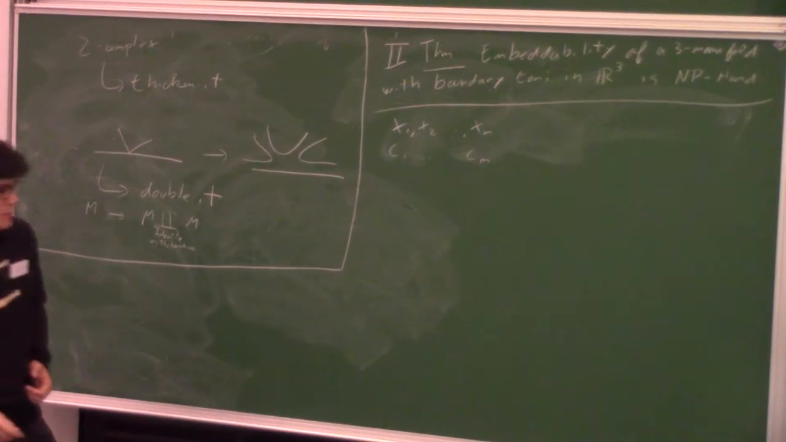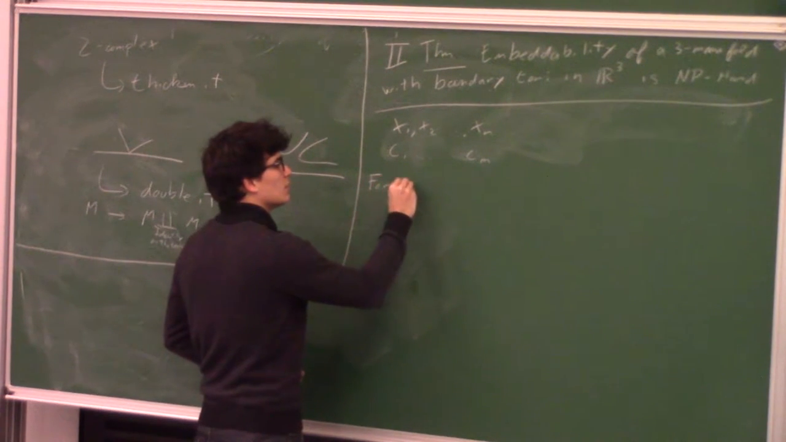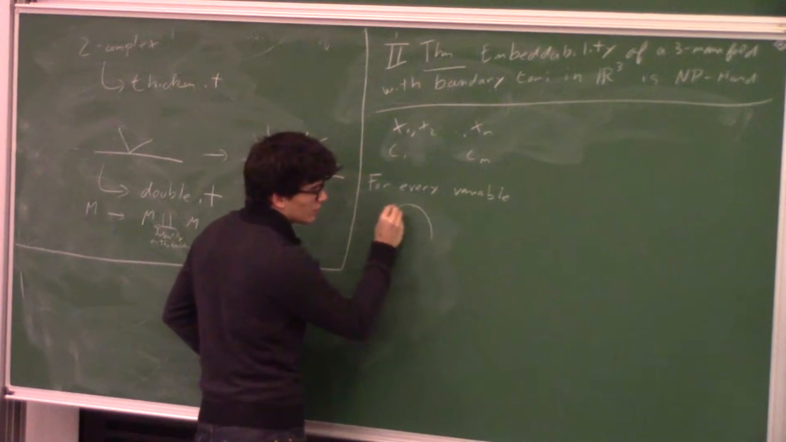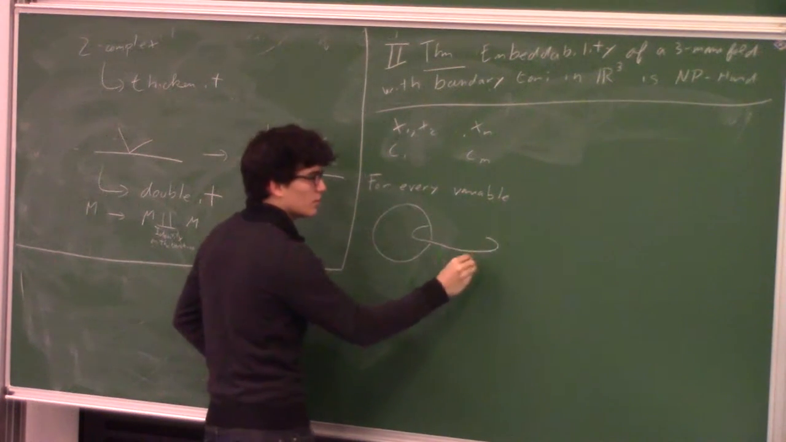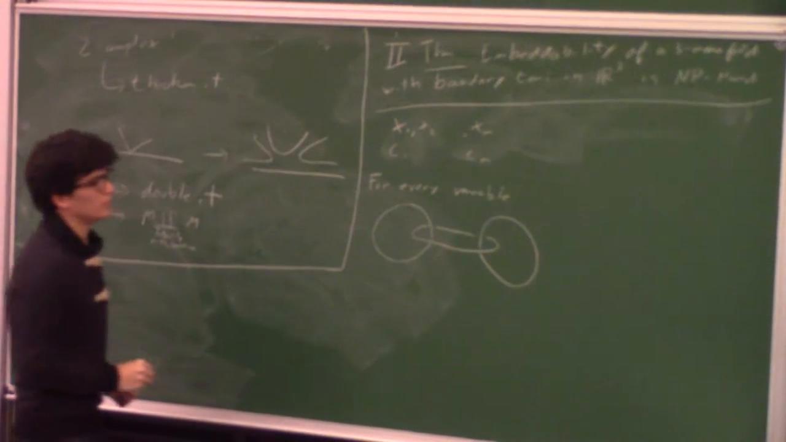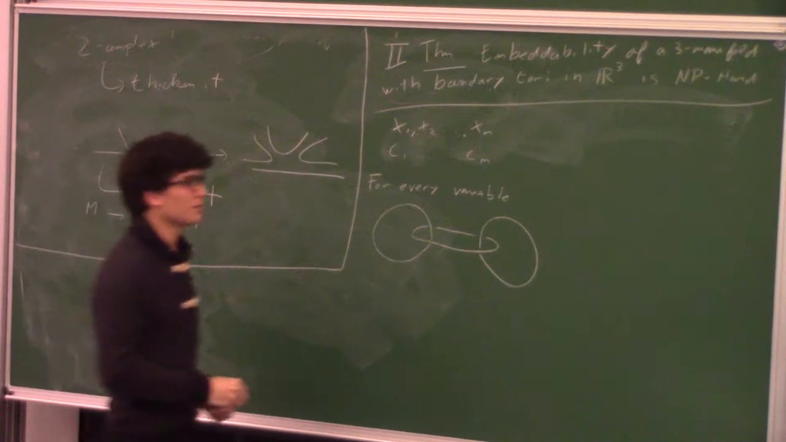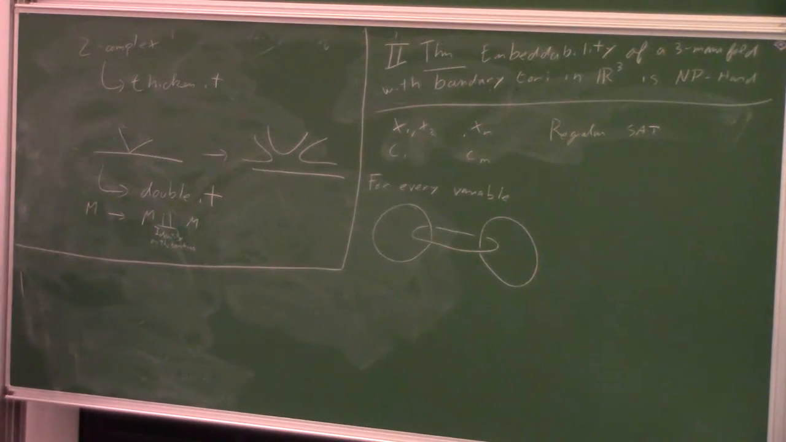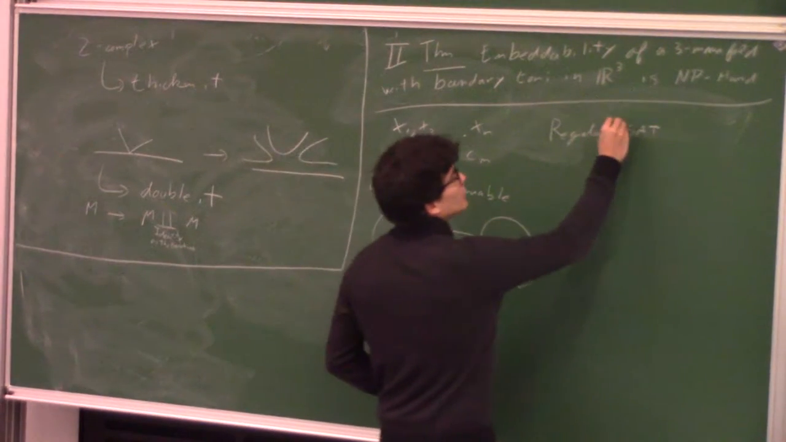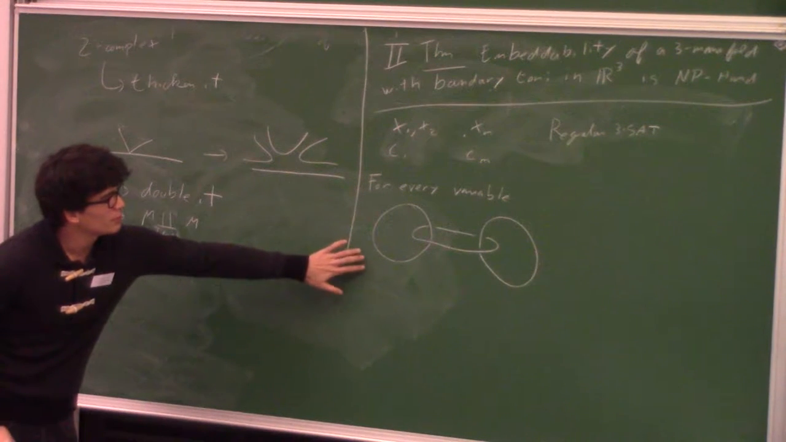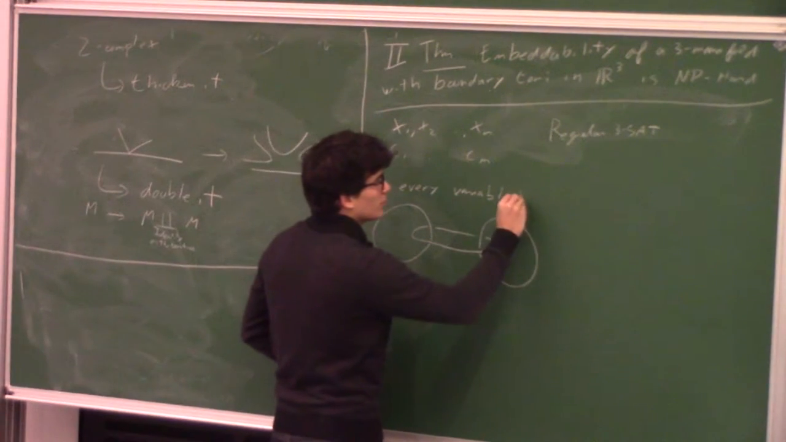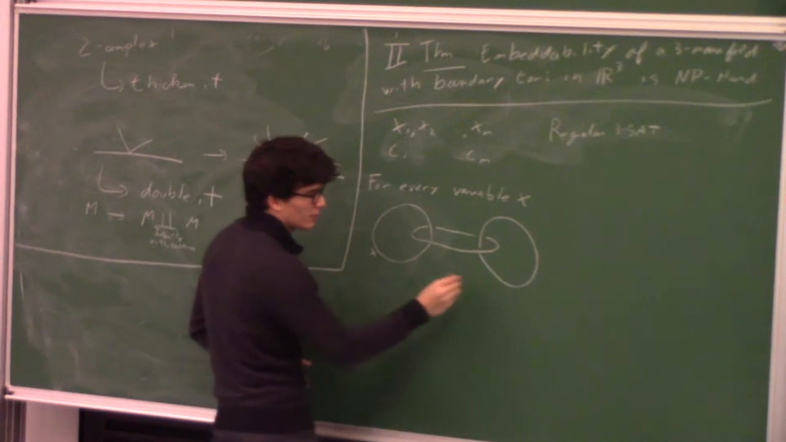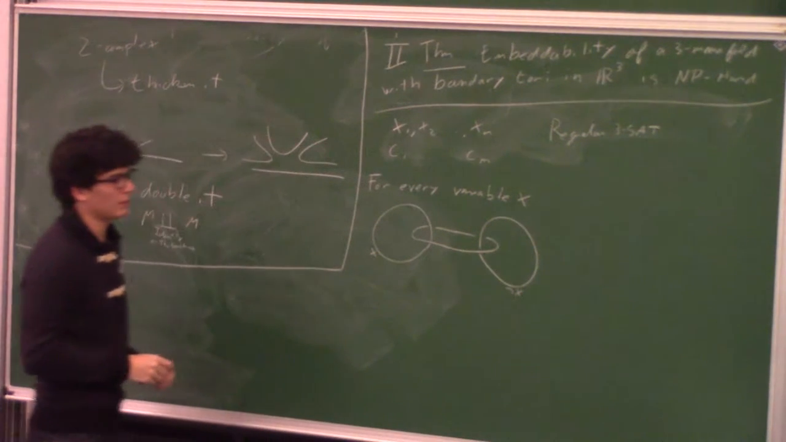And we will use the following objects. So for every variable, you look at the following link. It's regular SAT. So for every variable, you will build something like that, and in your mind, it doesn't mean anything for now, but you should think of one of these unknots here as representing the positive literal, and one as representing the negative literal.